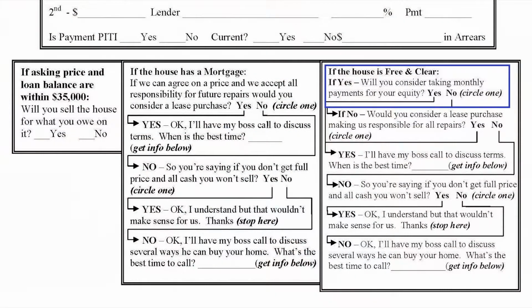Now take a look at the paragraph underneath. The question is that the house is free and clear. It says, will you consider taking your equity in monthly installments? And it calls for a yes or a no answer. The yes answers are the ones we're looking for there, because that means the seller is interested in terms, or at least we'll talk about terms. Terms meaning owner financing. That's the only thing that we're talking about here if it's free and clear.